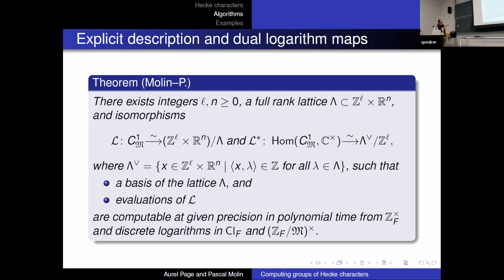Okay, and sorry, there's something very important that I actually forgot to write here, and this satisfies the property that evaluating a character at an element here is the same as taking the dot product between the value of this log map and the dual log map and taking exponential of 2iπ of that. I'm very sorry. Maybe I should even write it on the board.